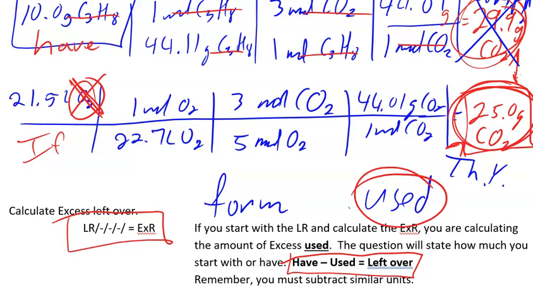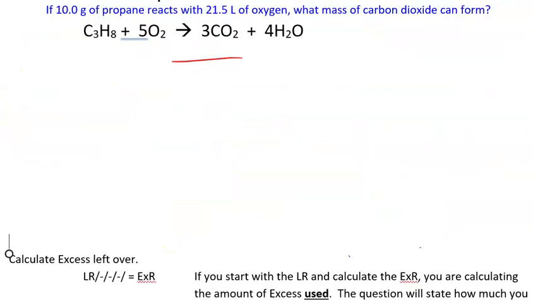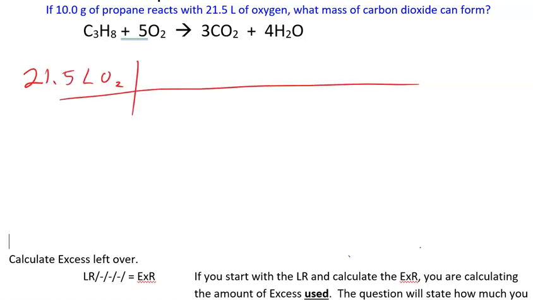So this says we start with a limiting reagent, which is going to be our oxygen, and we're going to go to the excess reagent, which means we're going to grams of propane. Let me get some room here and we'll do that. So we're going to go from the limiting reagent, which was the oxygen, and then we're going to go to propane, which is the excess reagent. And since they give us liters of oxygen, we start with what they give us. They give us 21.5 liters of oxygen. And then we go through the boxes.